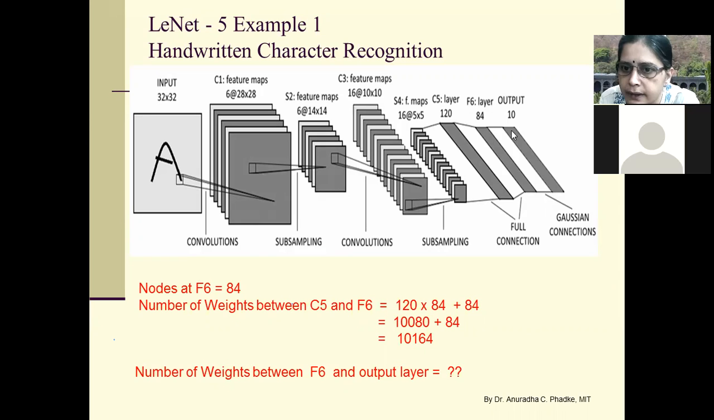And now at the last layer there are 10 nodes, and so determine number of weights between F6 and output layer. In output layer there are 10 nodes, and for layer F6 there are 84 nodes. So please type your answer in the chat box. How many trainable weights are there for the output layer?